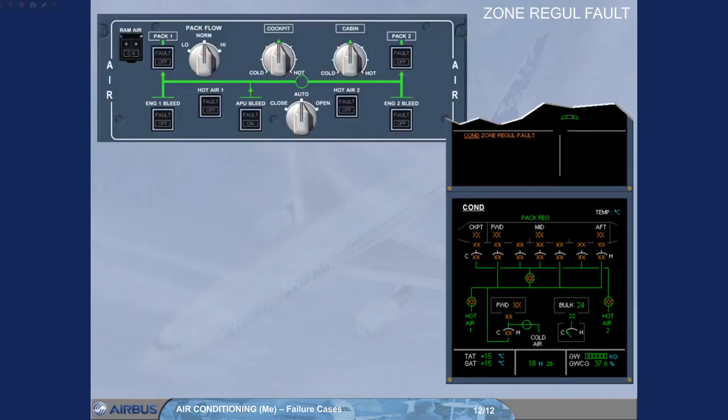You are on the ground and this time both channels of the zone controller have failed, as indicated on the engine warning display. On the ECAM con page, observe that pack reg appears in green, meaning that the temperature is regulated by the packs only. The packs deliver a fixed temperature of 20 degrees Celsius. Pack flow and temperature selections are lost, and all temperature indications are also lost.